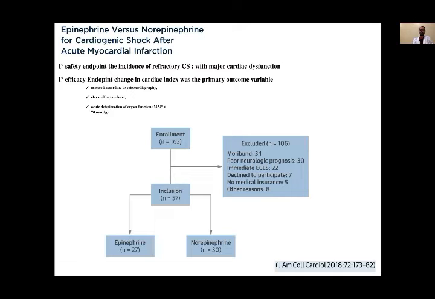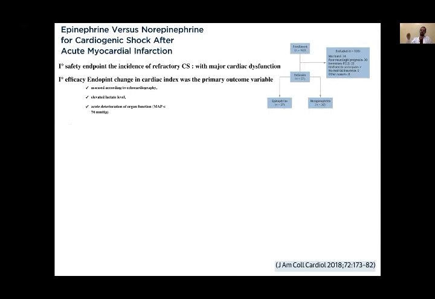Then another randomized trial that, again, you all know, published in JACC three and a half years ago, enrolled 57 patients, 27 to epinephrine and 30 to norepinephrine. Cardiogenic shock related to myocardial infarction was the context. Two endpoints: first, safety, the incidence of refractory cardiogenic shock. And the first efficacy endpoint was change in cardiac index, assessed by echocardiography, lactate level as a metabolic mirror, basically, and mean arterial pressure.